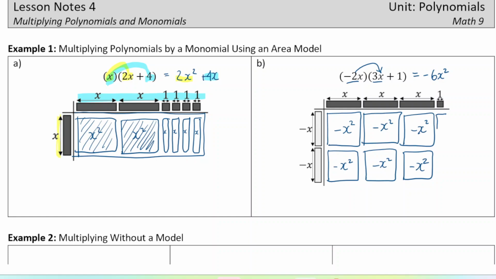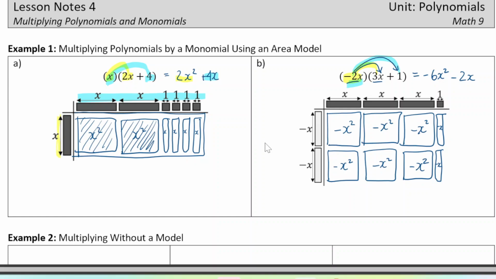And then along here, I'm going to have negative x and negative x. So I'll have negative 2x. That's the result we get when we multiply negative 2x with 1. So we need to use the distributive property. Essentially, this term gets multiplied with both terms on the inside of the bracket. Okay, let's practice doing it without a picture.